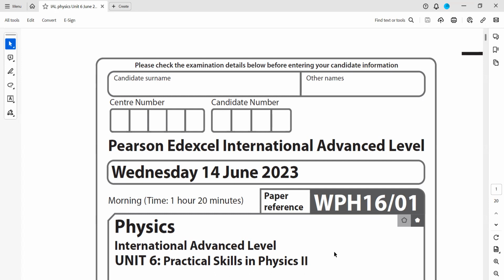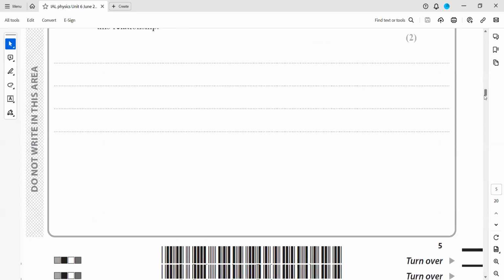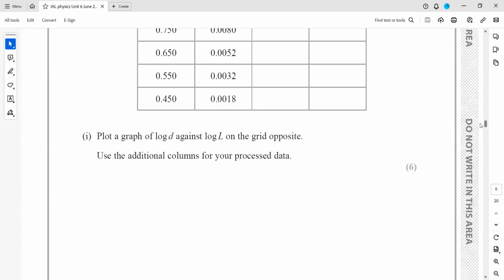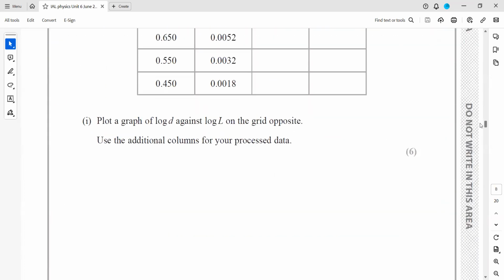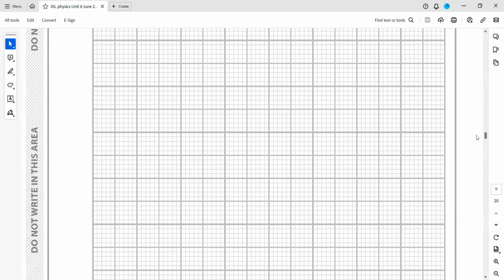So this is the June 2023 paper. Last time we discussed questions 1 and 2. Today we'll do question 3, and then the Unit 5 topic-wise questions, and then the explanation of Unit 4 and the questions from Unit 4.